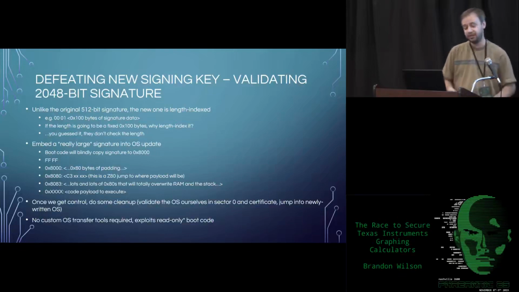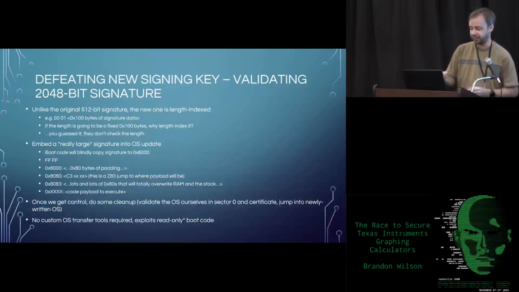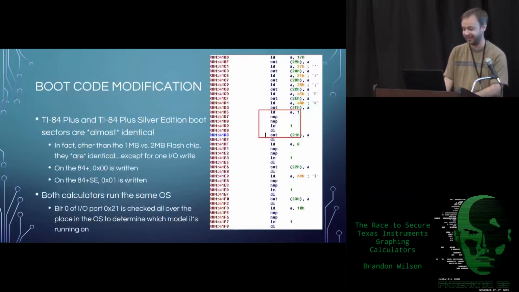Once we get control, we can do some cleanup, such as marking the OS valid in the certificate ourselves, both there and in the flash sector, because flash is unlocked, so we can modify it ourselves. And then just jump into the start of the OS. The nice thing about this is that no custom OS transfer tools are required. We just create a specially crafted OS update file with this big signature. And this exploits the read-only boot code, so all models manufactured up to that date are vulnerable, so they're screwed.